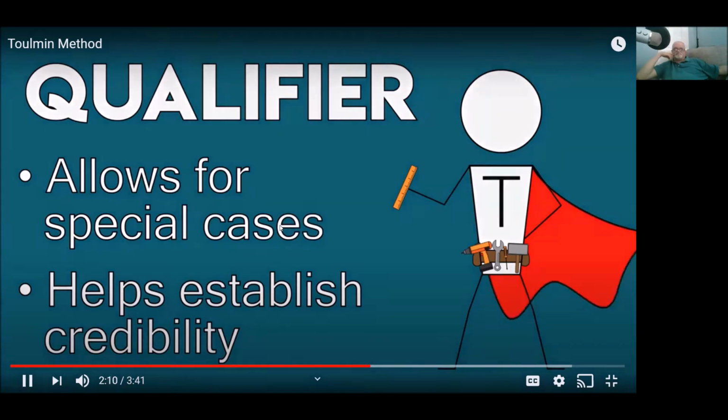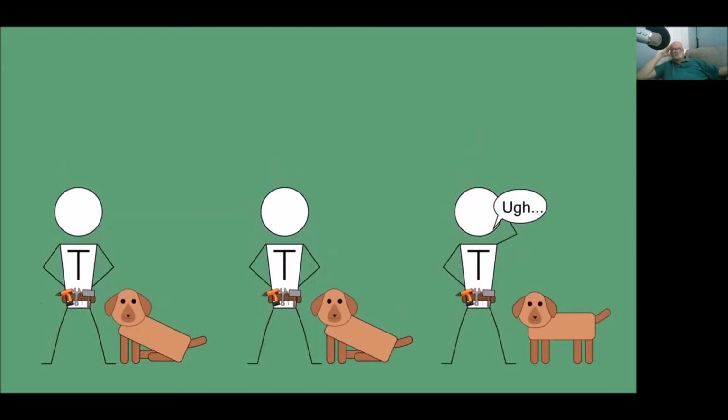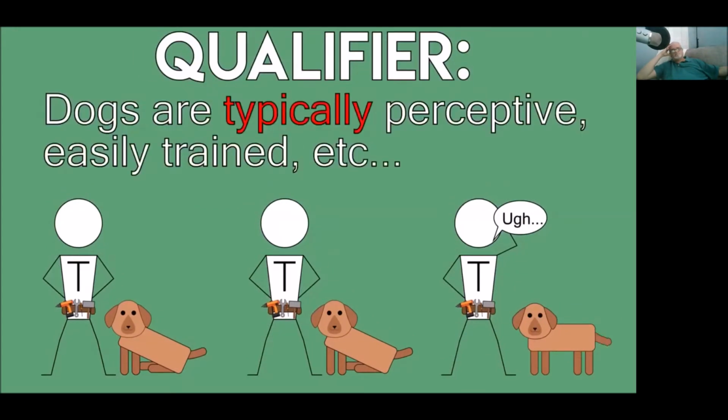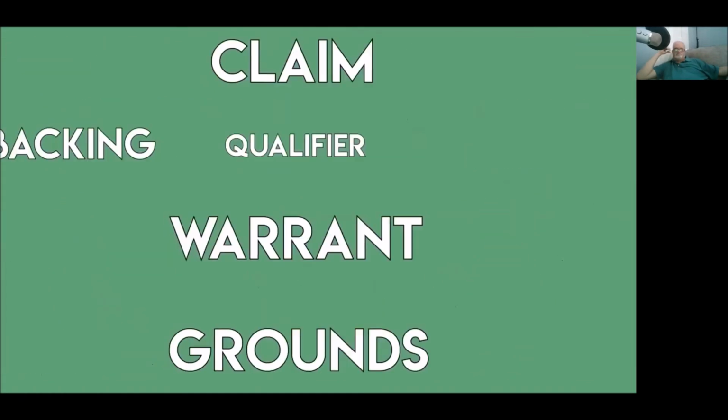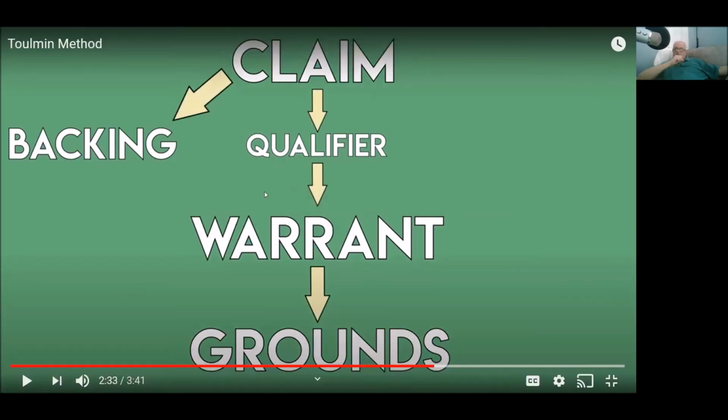In this argument, the grounds can be edited with a qualifier to allow for cases in which some dogs don't match the criteria of the greatest pet as stated in the claim. Dogs are typically perceptive, easily trained, etc. The qualifier typically adds credibility to the argument as it acknowledges special cases contrary to the argument. Usually, most of the time, at times, most people agree. These are all qualifiers.